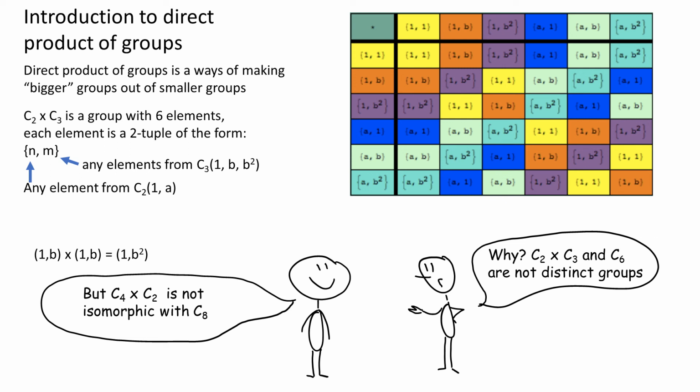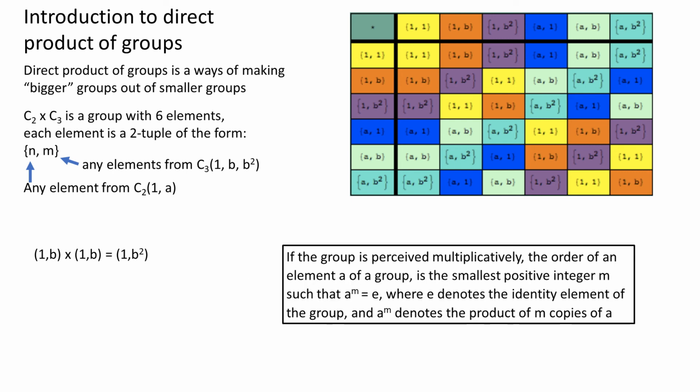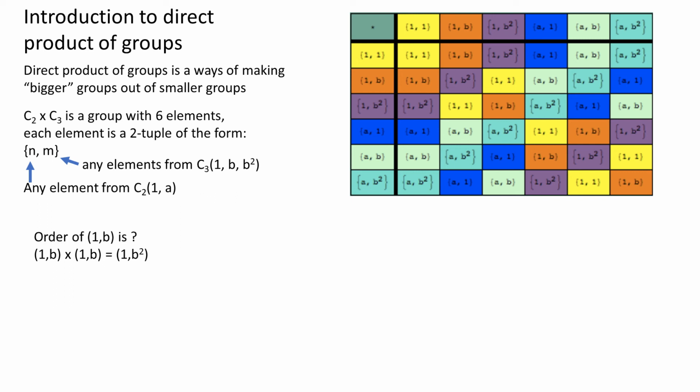So to show that C2 cross C3 is isomorphic with C6, we need to find the order of all the elements in C2 cross C3. Order of an element is the power to which we need to raise the element so that we get to the identity element. In other words, how many times we need to repeat the element to get to E. Let's find the order of the element 1b, since we already started calculations with this element. So 1b times 1b is 1b squared. So let's see what 1b squared times 1b is.